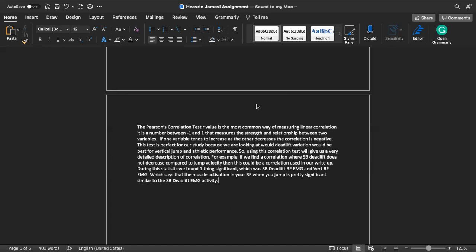So I would say this test is perfect for our study because we're looking at which deadlift variation will be best for the vertical jump and athletic performance, and which one is similar to that position in muscle activation. So using this correlation test will give us a very detailed description of correlation.